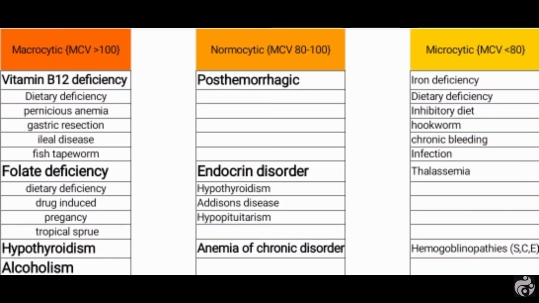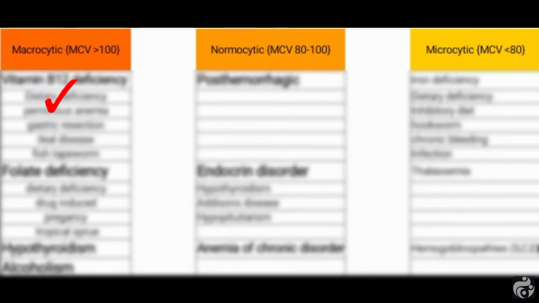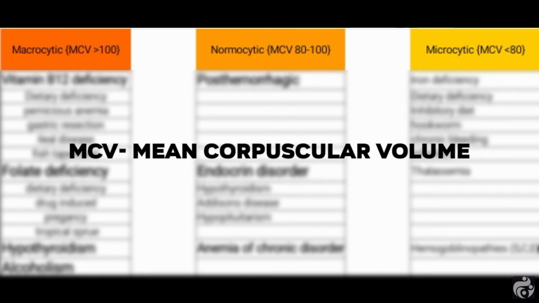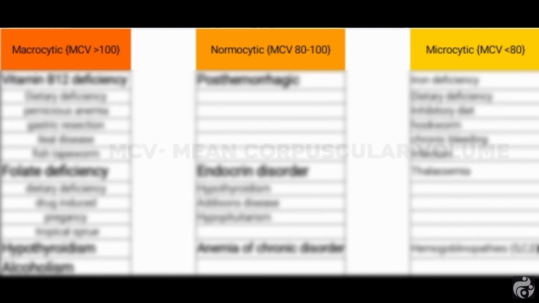Now let's take a look at this table of morphological classification of anemia. 3 classifications are made: macrocytic, MCV greater than 100, normocytic having MCV between 80 to 100, and microcytic, MCV less than 80, where MCV is mean corpuscular volume.